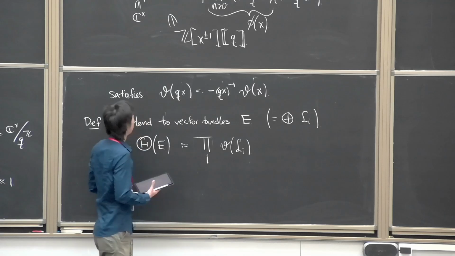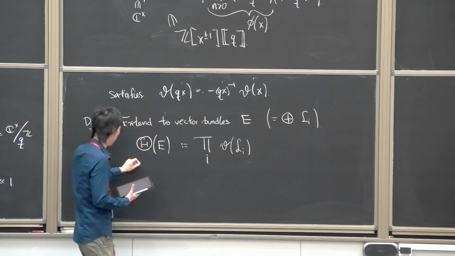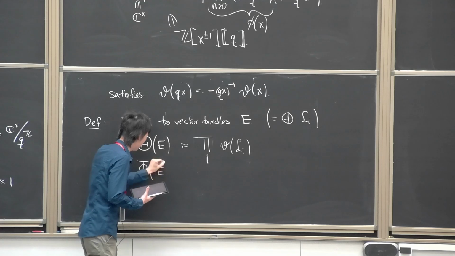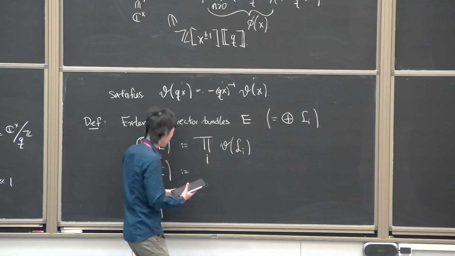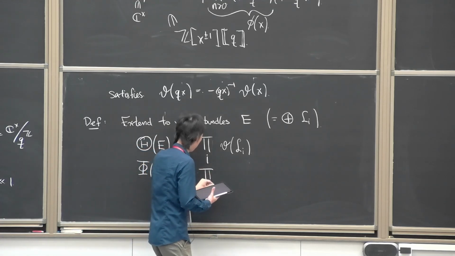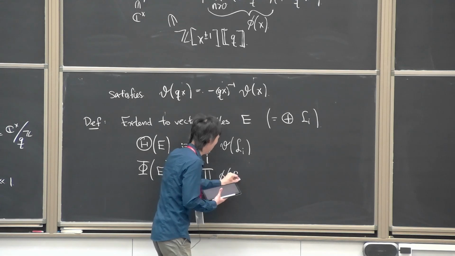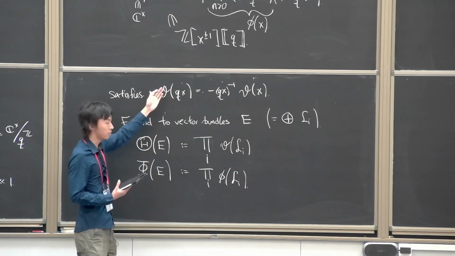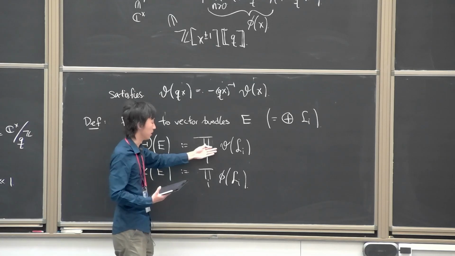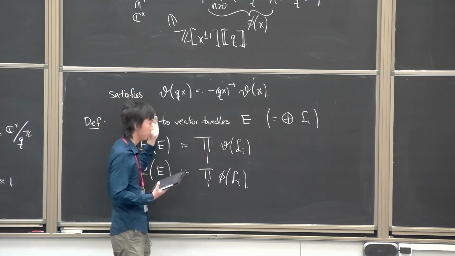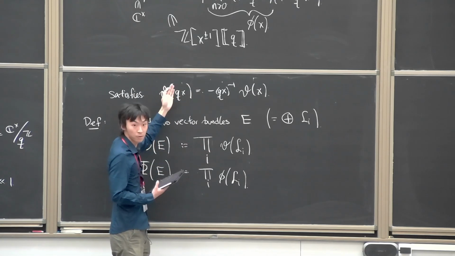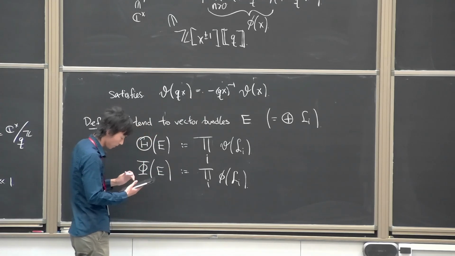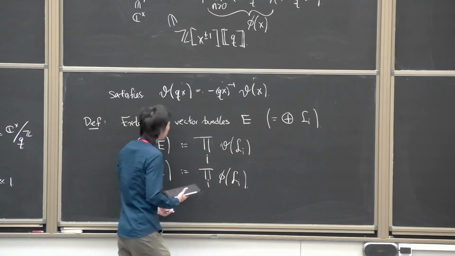And similarly, we can extend this function phi. So we'll have some function capital phi, also of vector bundles E. This will be some product of small phi of Li. And these will be, again, formal power series in Q, but now valued in something like the equivariant K group. So the coefficients of our series in Q will be something like coherent sheaves or vector bundles.